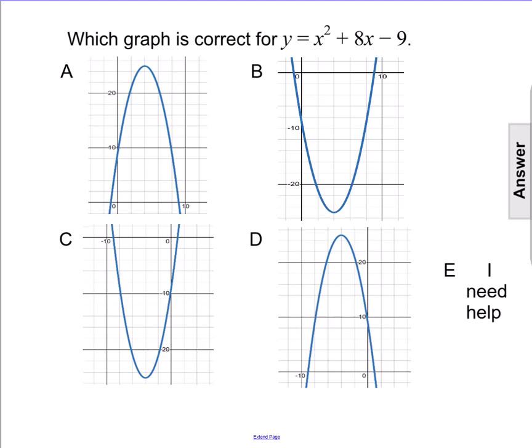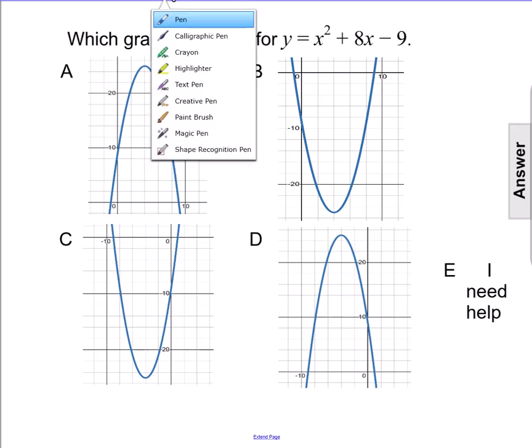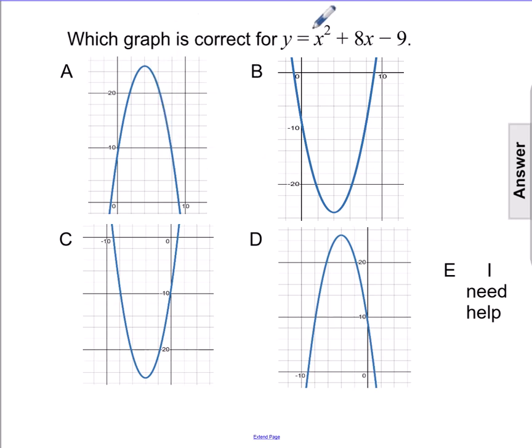Which graph is correct for y equals x squared plus 8x minus 9? The first thing I want to make a note of is the coefficient of x squared is a positive 1, which means that this parabola opens upward.